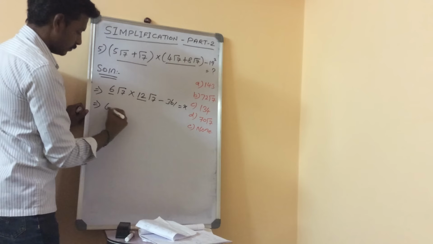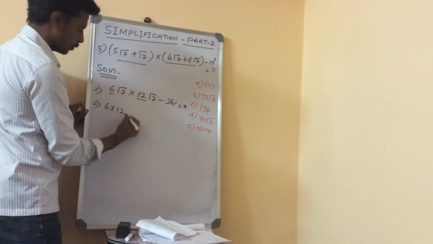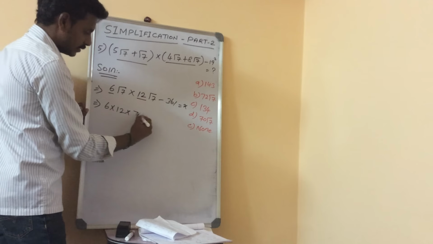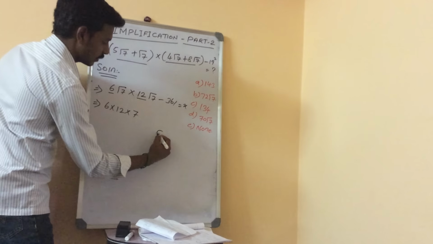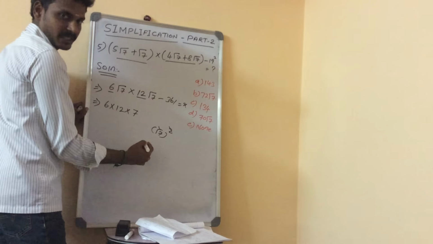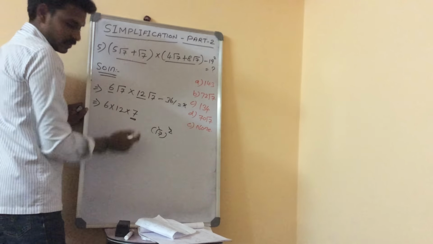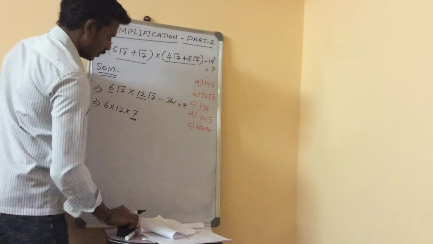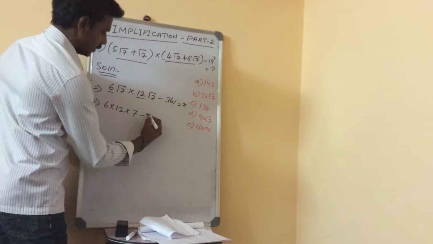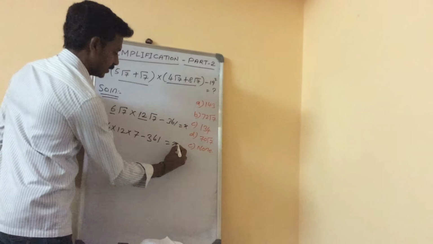We can multiply 6 into 12, then root 7 into root 7. The answer will be 7, because root 7 into root 7 is the square, so the square root will cancel. The answer will be 7. Minus 361 equals x.